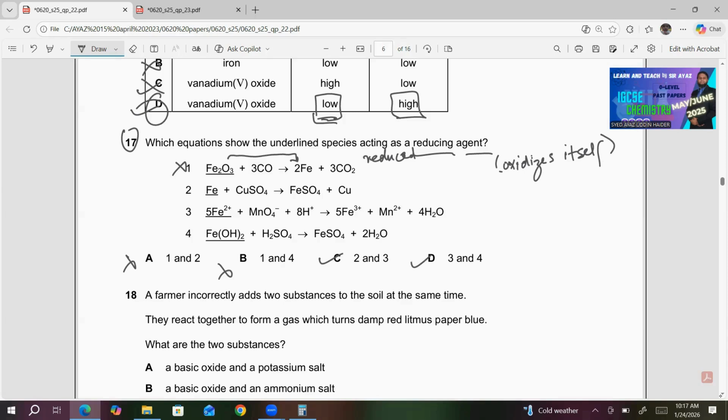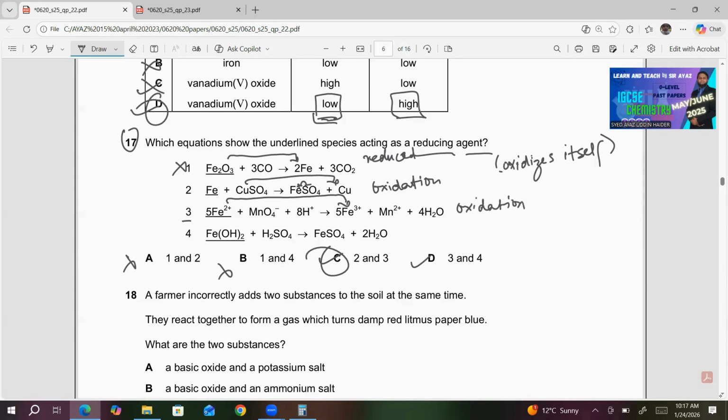Okay, now let's see the other statement. Fe plus CuSO4. Now Fe is replacing copper, which means it's oxidizing. It's losing electrons and becoming this Fe2+ ion here. So here oxidation is happening. So this is correct. So C must be the right response. For your convenience, I'm looking at the other statements also. Now in 3, you see the oxidation number of iron increasing from +2 to +3, which means it's also oxidation.